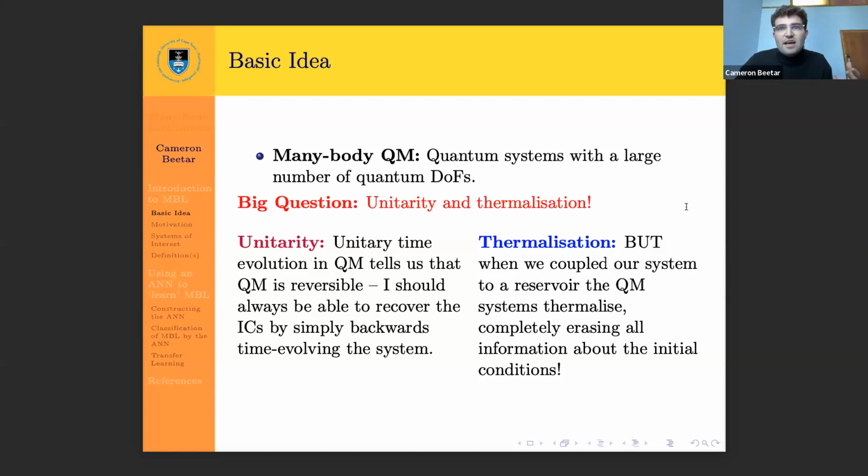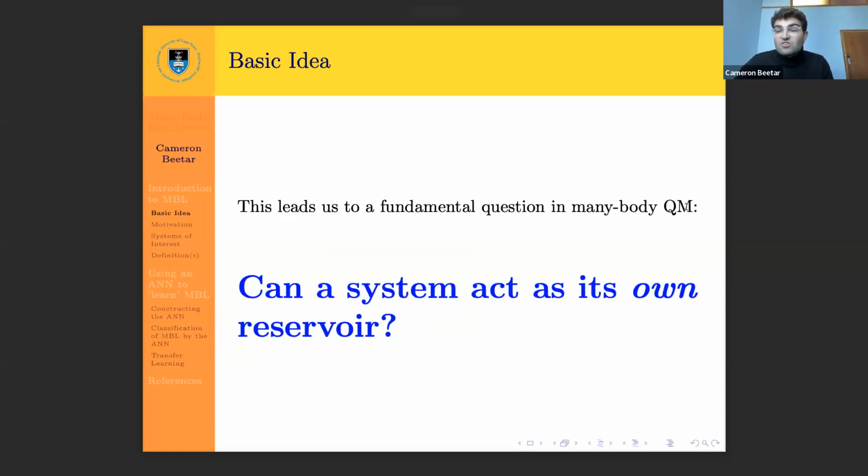So I've lost information about the initial state of the system. Right. So this brings us to the key question of this talk: if I have a large purely quantum system, is there a way for that system to act as a reservoir for a subset of that system?